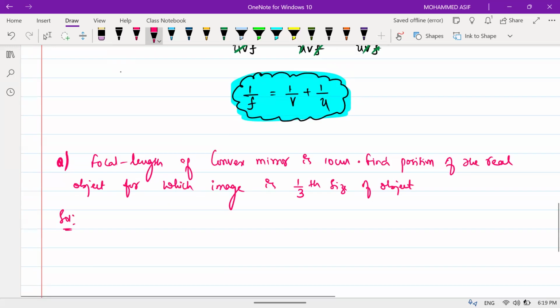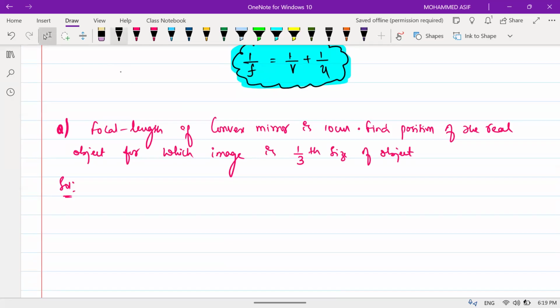The focal length of convex mirror. Which mirror is it? Convex mirror. Convex mirror's focal length will be positive. It is plus 10 centimeters. So take care of sign convention. Find the position of real object when magnification is given. Magnification in terms of focal length: m is equal to f divided by f minus u.